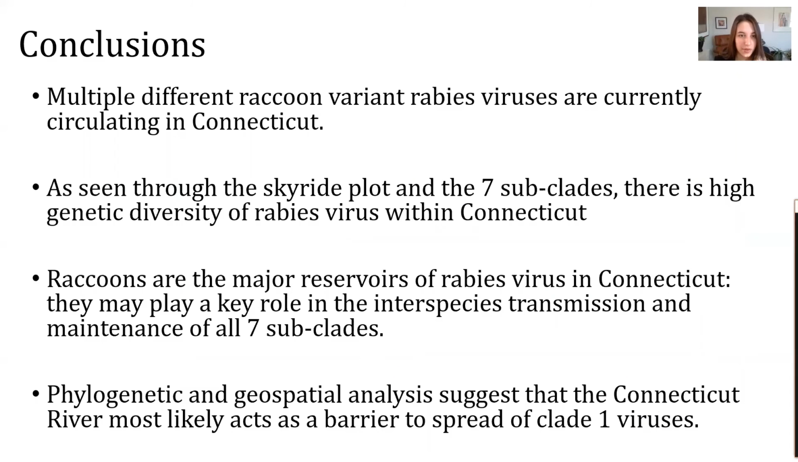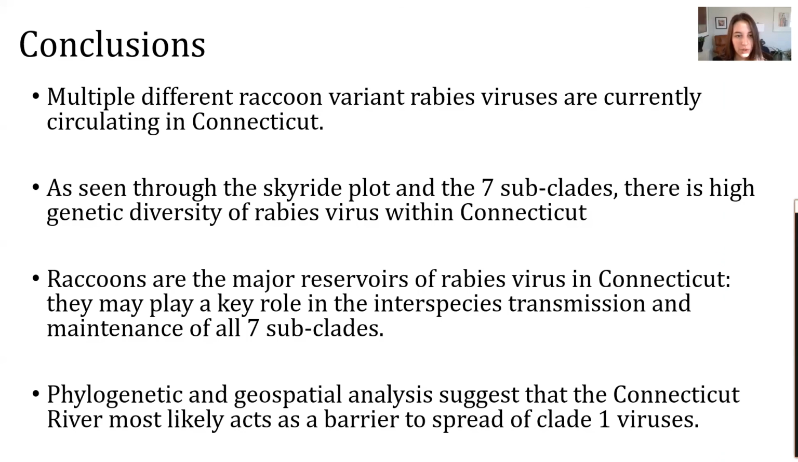As illustrated by the 7 subclades, there are multiple different raccoon variant rabies viruses currently circulating in the state. The CRWAD plot shows that there is high genetic diversity of rabies virus in Connecticut that continues to diverge further. Currently, there are many different host species of the virus. However, raccoons are the main reservoir species in this area of the country and may be contributing to the maintenance of the 7 subclades within the state.